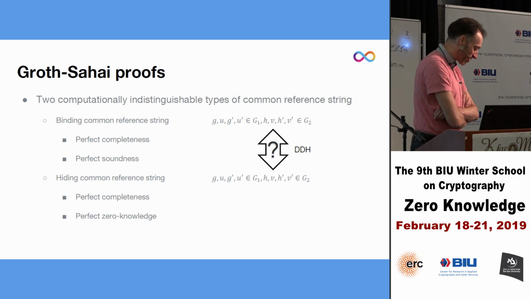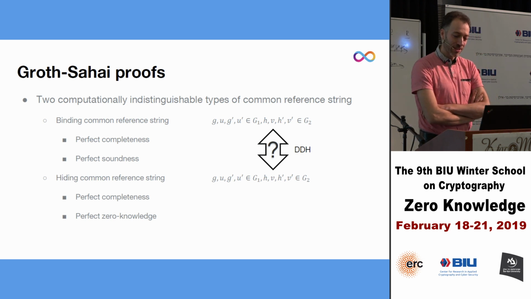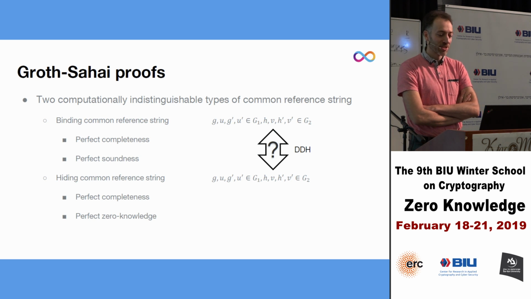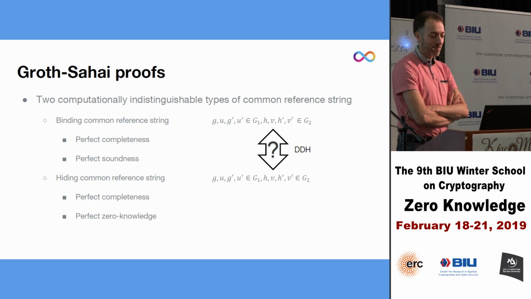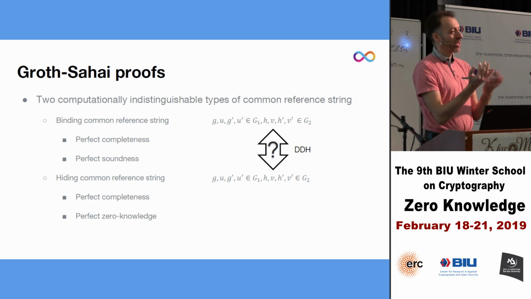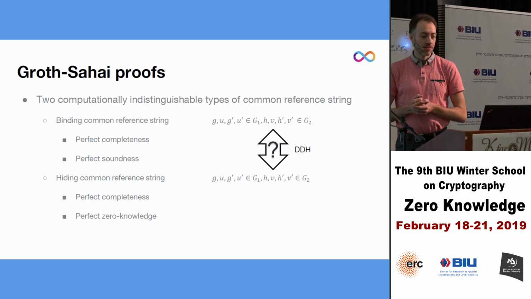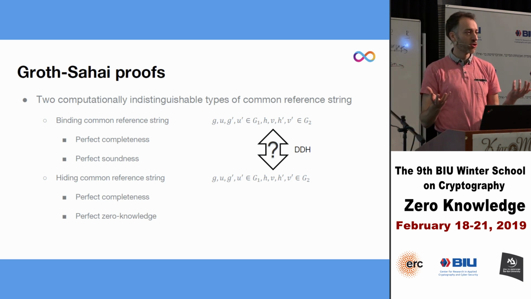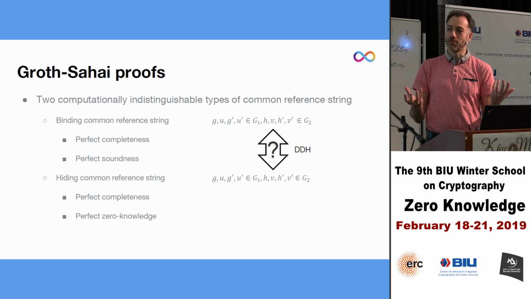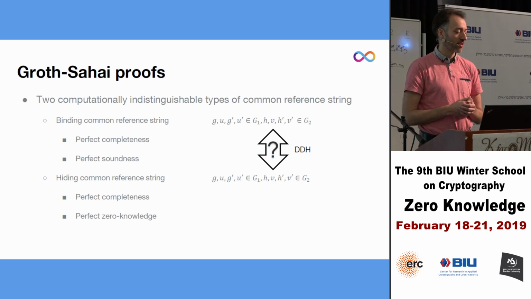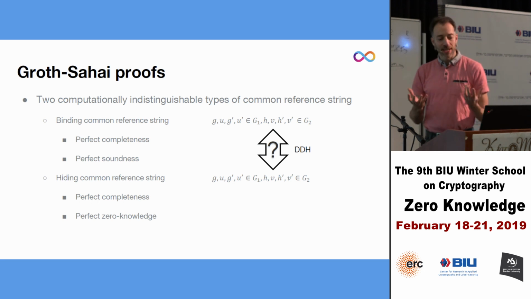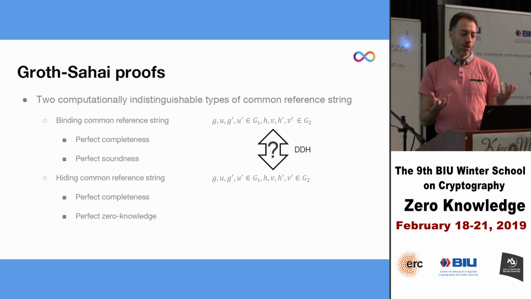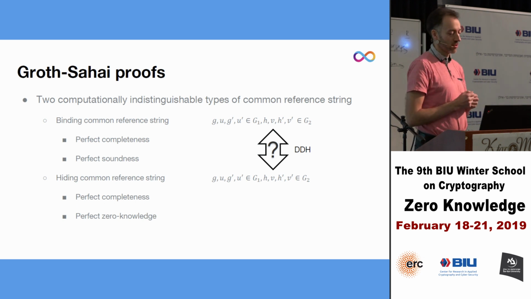So the setting in Groth-Sahai proofs is quite simple. It consists of 8 group elements, 4 from source group 1, 4 from source group 2. And they can be set up in 2 different ways, okay? So this is really what we call a common reference string, something that bootstraps and enables us to do non-interactive zero-knowledge proofs. Either it can be set up as a binding common reference string. And when it's a binding common reference string, you get proofs that have perfect completeness and perfect soundness.